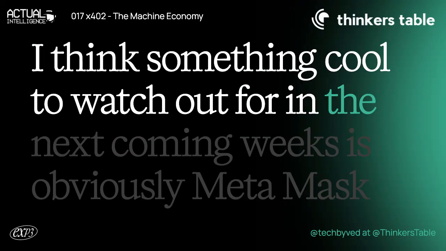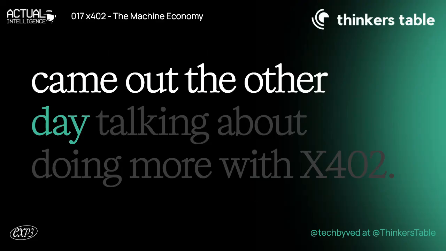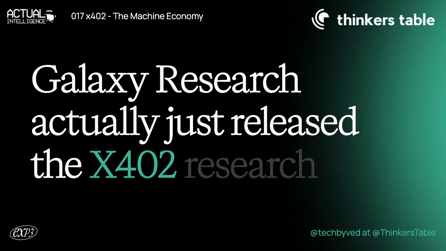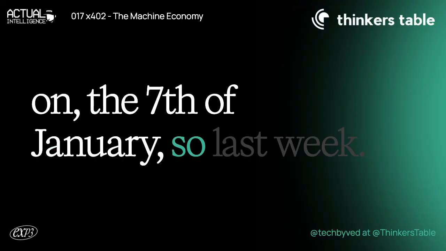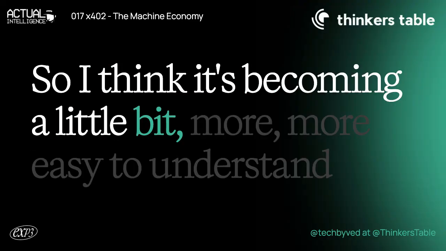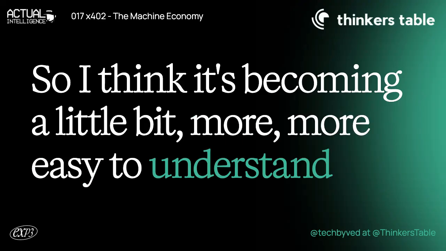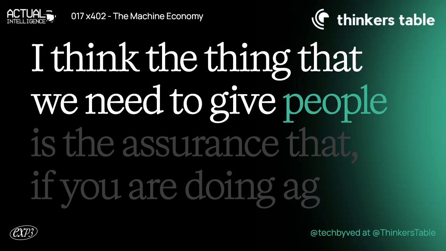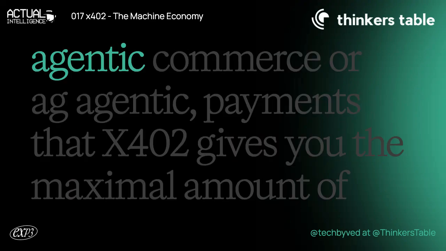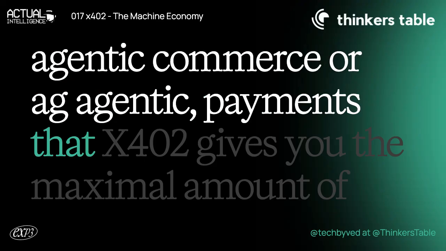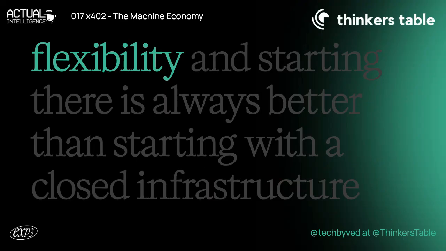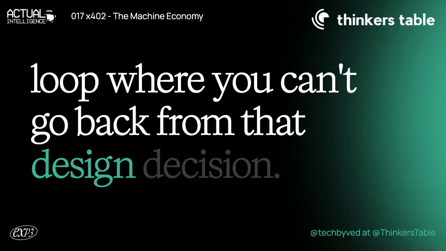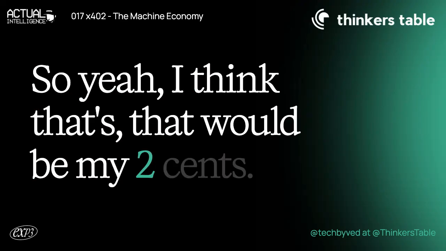I think something cool to watch out for in the coming weeks is that MetaMask came out the other day talking about doing more with x402. Galaxy Research also just released their x402 research on the 7th of January, so last week. It's becoming easier to understand that people want AI agents to transact. The thing we need to give people is the assurance that if you are doing agentic commerce or agentic payments, x402 gives you the maximal amount of flexibility, and starting there is always better than starting with a closed infrastructure loop where you can't go back from that design decision. So yeah, that would be my 2 cents.